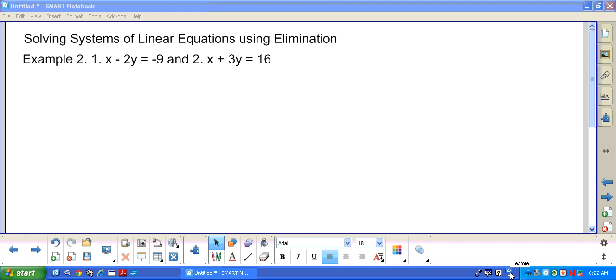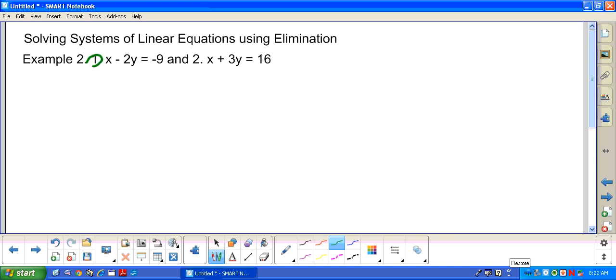Okay, second example, solving systems of linear equations using elimination. Remember I said before that we can use either addition or subtraction to eliminate one variable. Step number one is always the same.